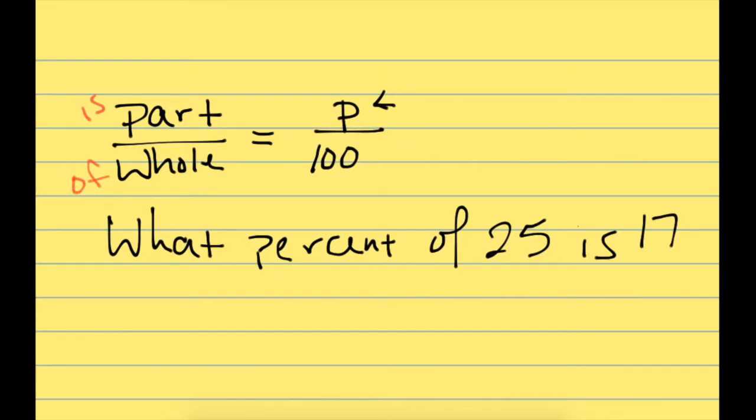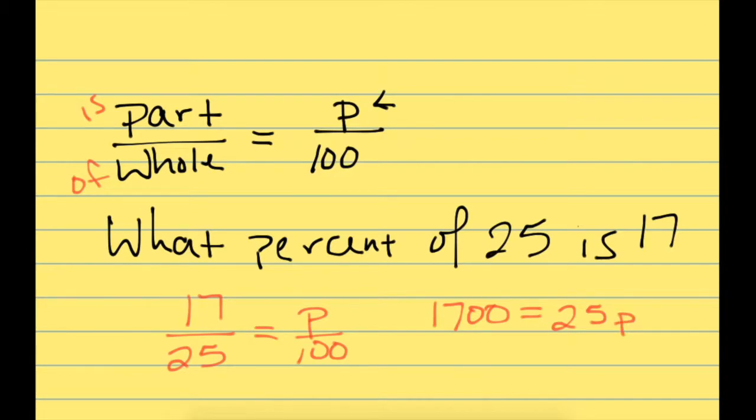And so, we plug in our is 17 on top and our of 25 on the bottom, and we can cross multiply to find what our p is. So cross multiplying gives us 1700 equals 25p. When we divide both sides by 25, we get p equals 68%. And that's all there is to it.